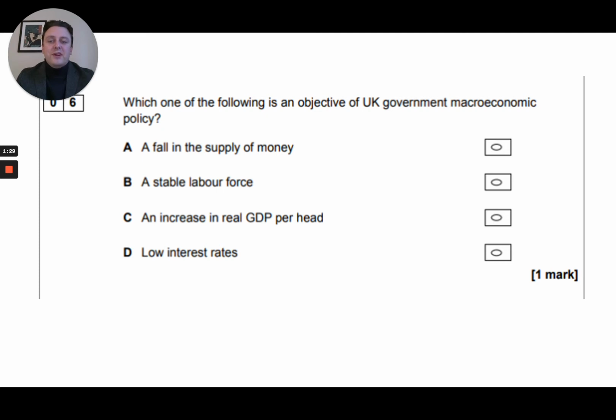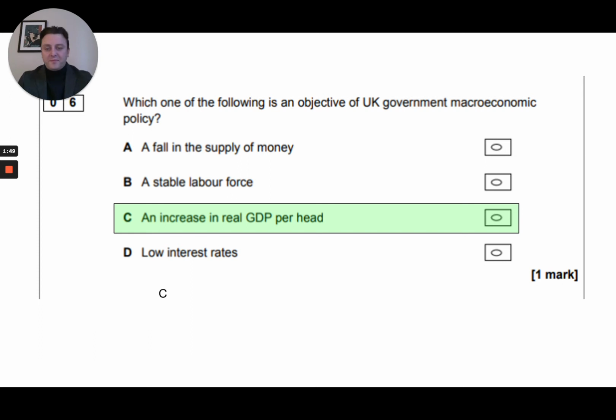Next, which of the following is an objective of the UK government's macroeconomic policy? Is it a fall in the money supply? Is it a stable labour force? Is it an increase in real GDP per head? Or is it low interest rates? Okay, it's C, an increase in real GDP per head.